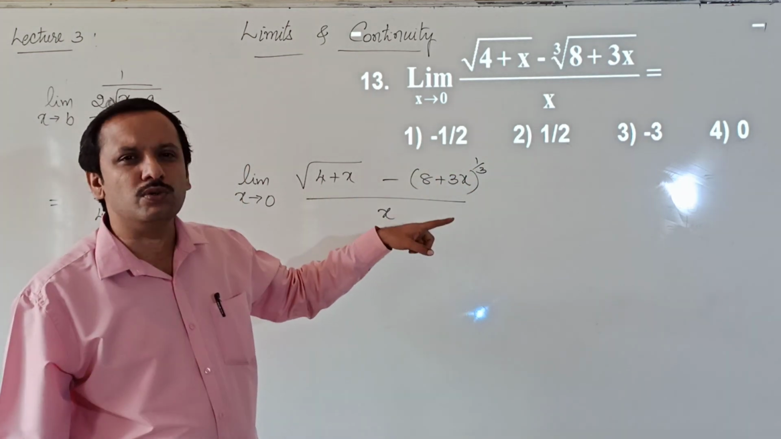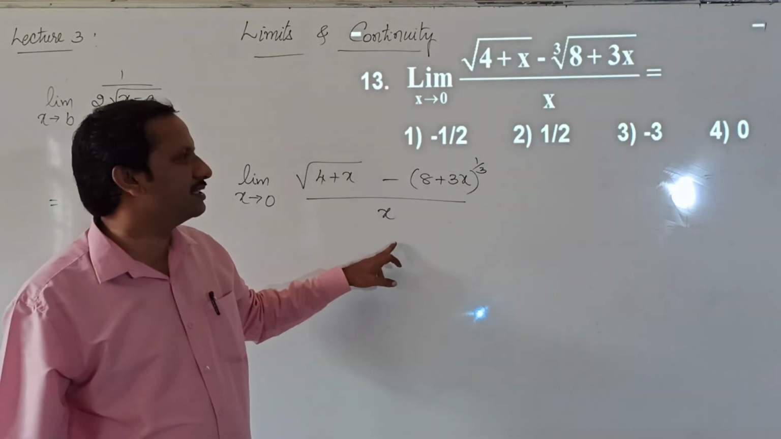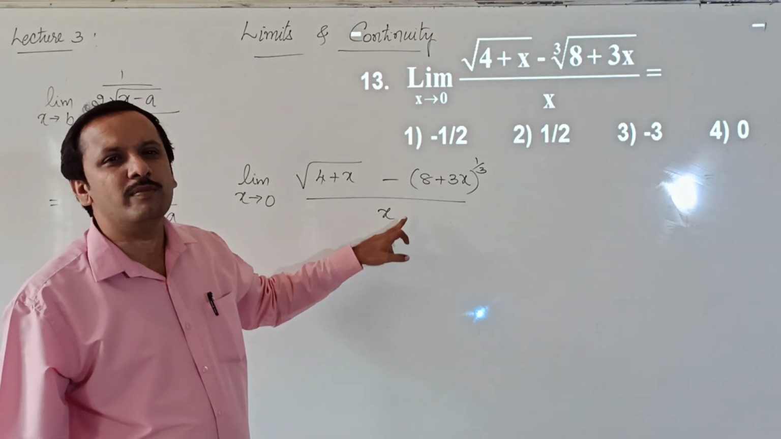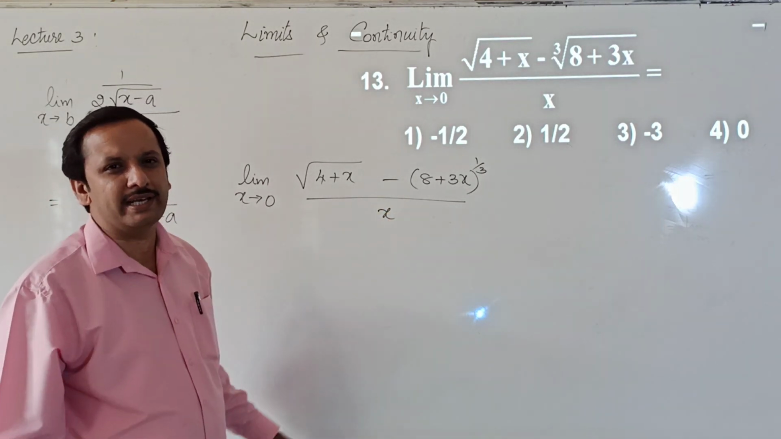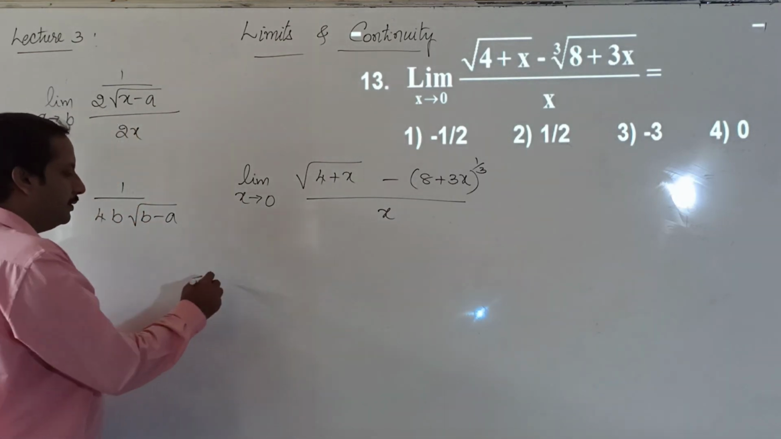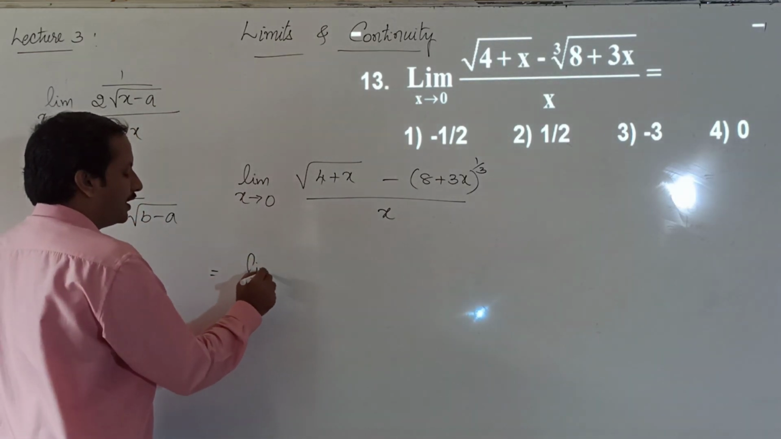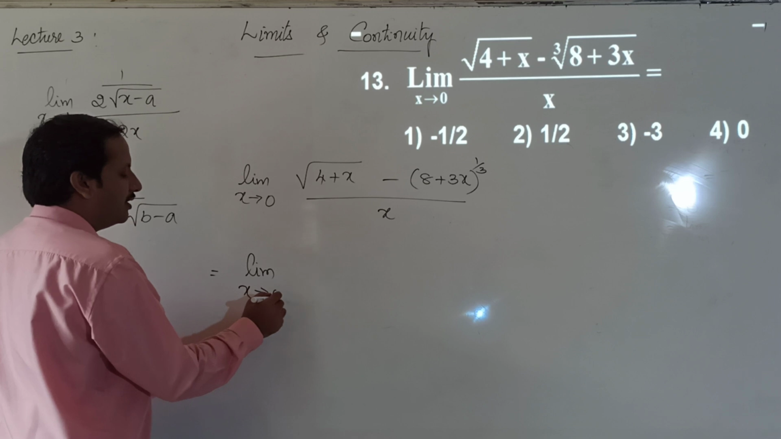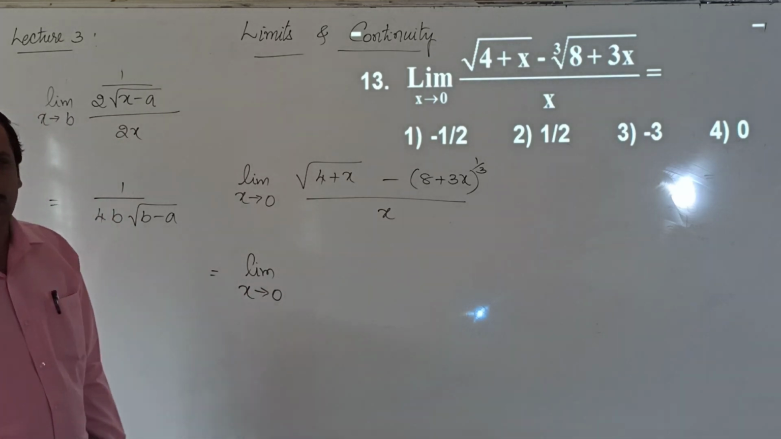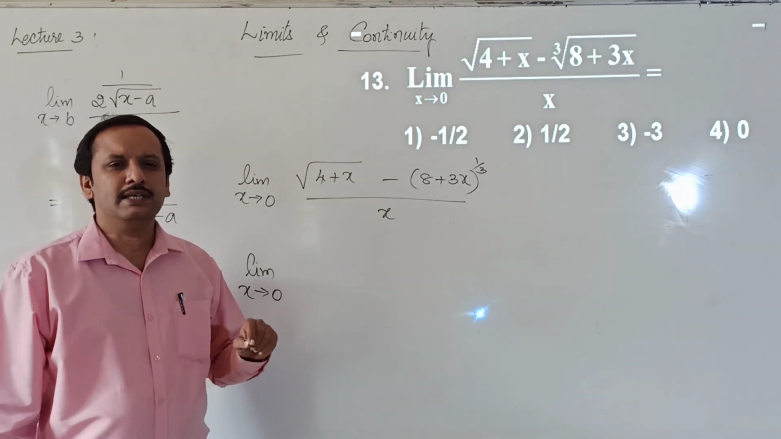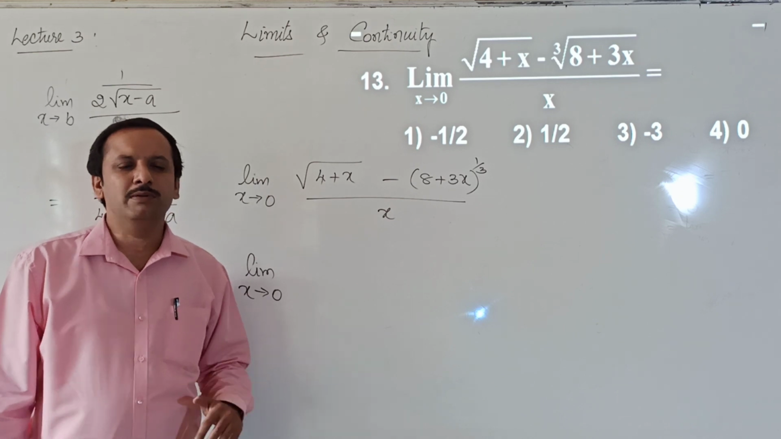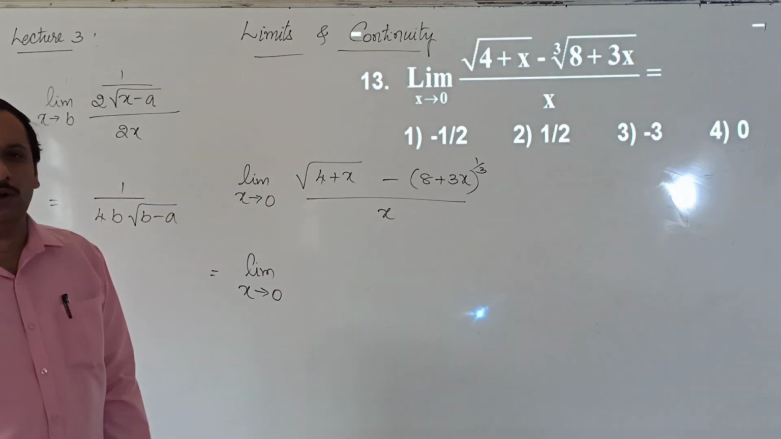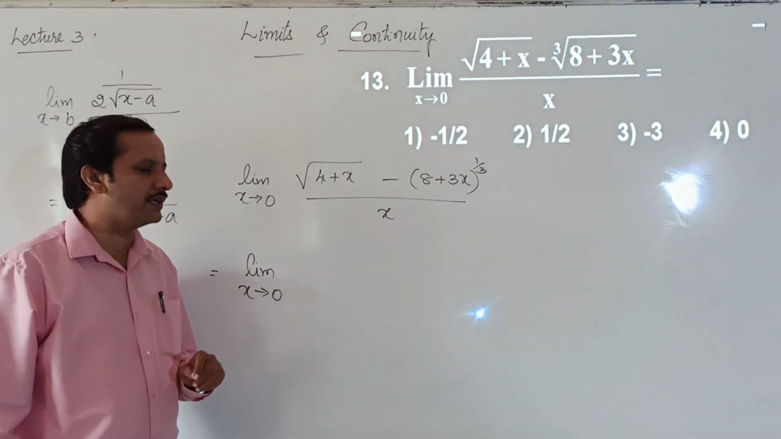So 2 minus 2, numerator is 0. Denominator is also 0. 0 by 0 is an indeterminate form. Okay. So if it's an indeterminate form of the type 0 by 0 or infinity by infinity, we can use L'Hospital's rule. L'Hospital's rule is the easiest way to solve problems of the type 0 by 0 or infinity by infinity. It's a very useful result.